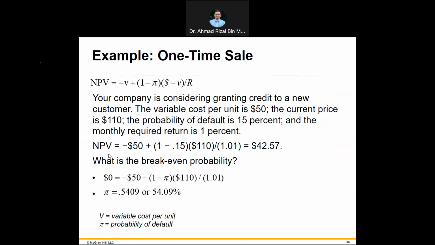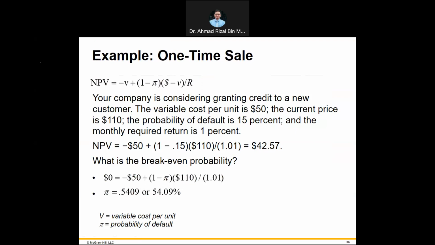42.57. And by setting the NPV equals to 0, you can determine the probability of default, meaning what would be the maximum probability of default that can still be allowed for you to get a break-even NPV, which is NPV equals to 0. So the figure is quite high. The probability is 54.09%, meaning that even if the probability of default, provided that the rest remains the same, you would still get a 0 NPV. So anything below would result in a positive NPV.